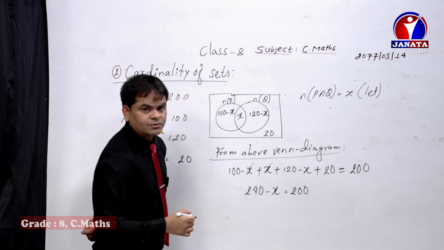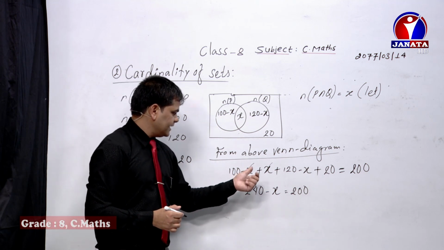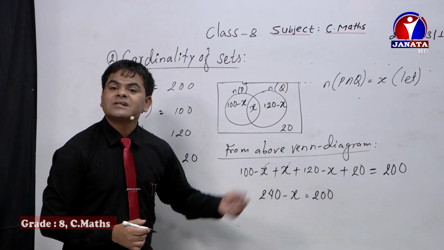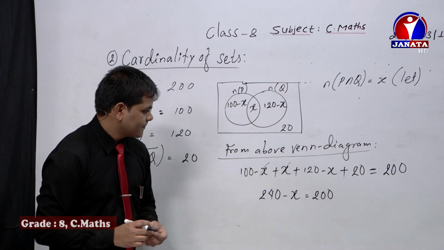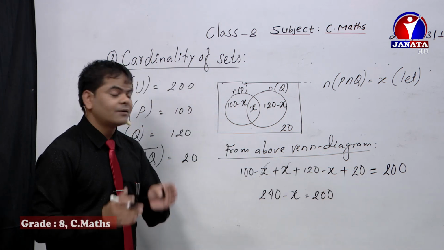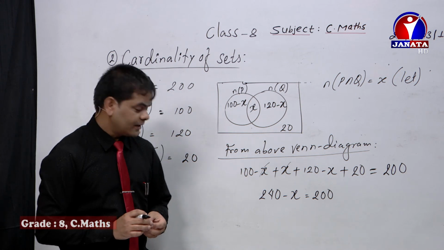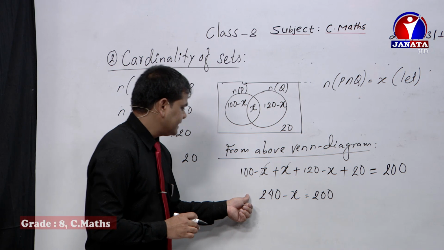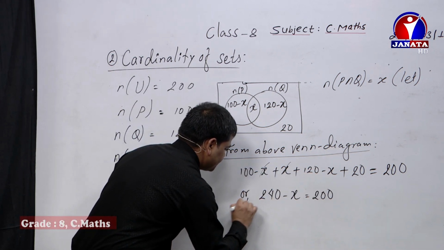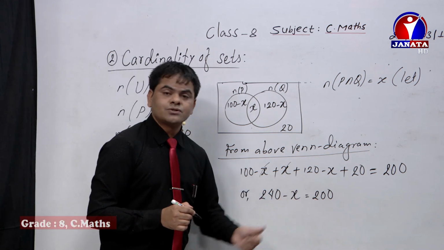Now, dear students, we should not forget to keep 'or' sign after one step, as wherever an equal sign is used in the meanwhile of the question, it represents an equation. That's why we need to keep 'or' after the first sentence. So we are going to keep here 'or', comma, 240 minus x equals 200.